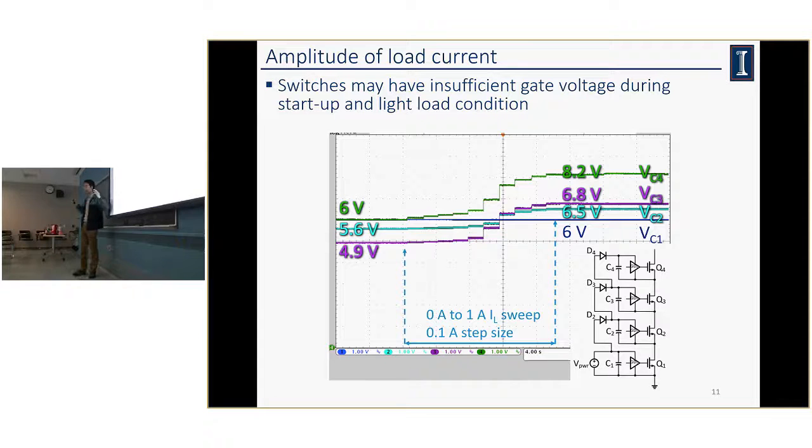Suppose we have a lot of switches connected in series, during live load or startup, this voltage will keep dropping to lower and lower values. And ultimately, some switches will have insufficient gate voltage, and your circuit cannot start up. So that is another limitation of this method.